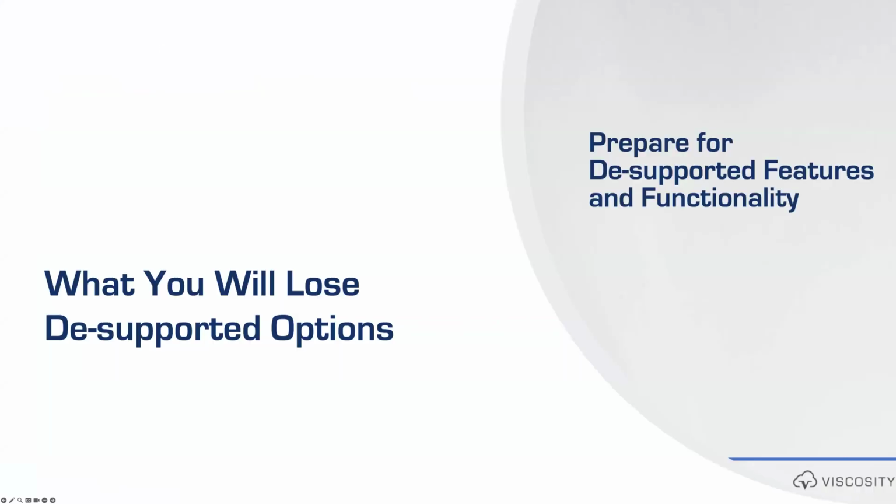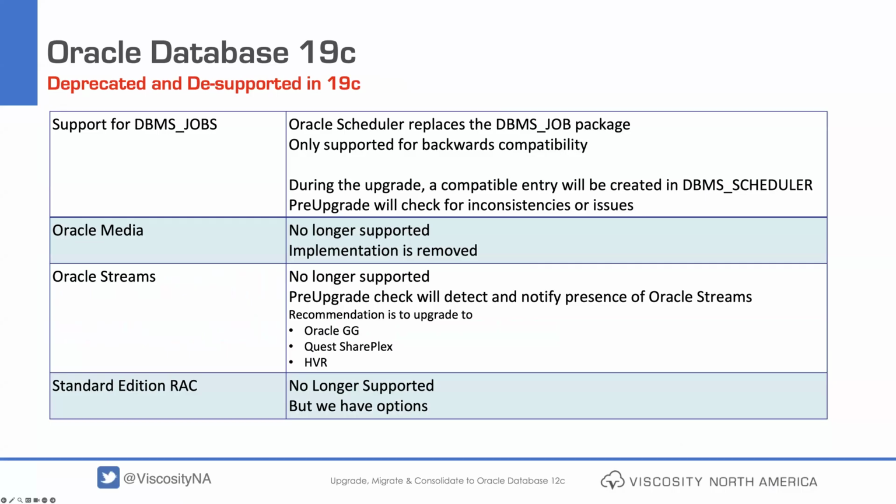All right, let's talk about what we're going to lose from a functionality perspective. We'll talk about 19C first. As you guys know, the support for DBMS_JOB went away. It's only there, again, it's deprecated. It's only there for backwards compatibility. And eventually there will be a desupport and we'll be forced to DBMS_SCHEDULER.